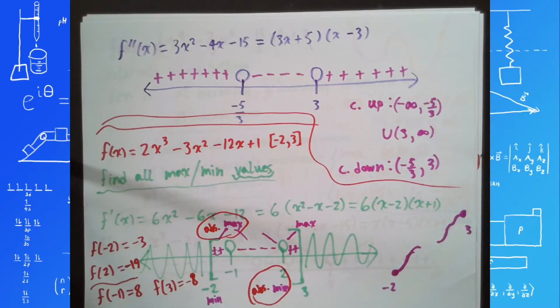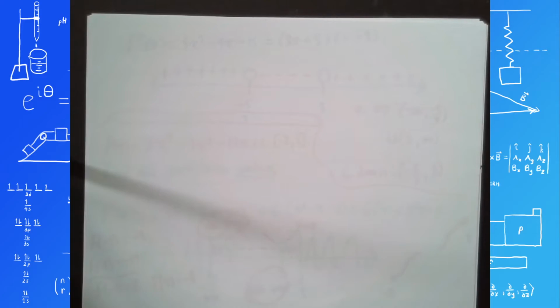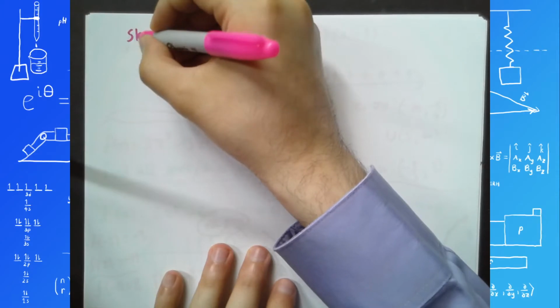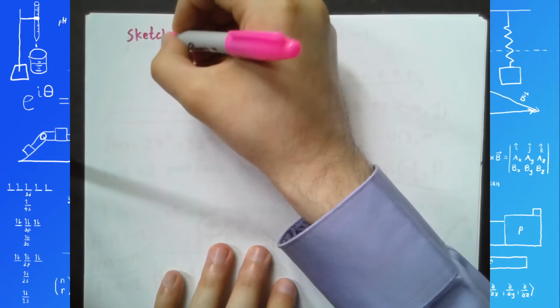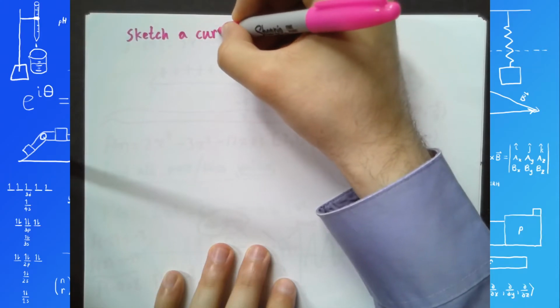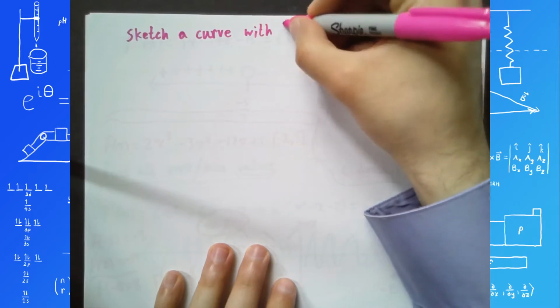Okay, so the type of problem I'm looking for, and maybe I just glossed over it and missed it in the book, looks something like this. It says, sketch a curve that has the following properties.